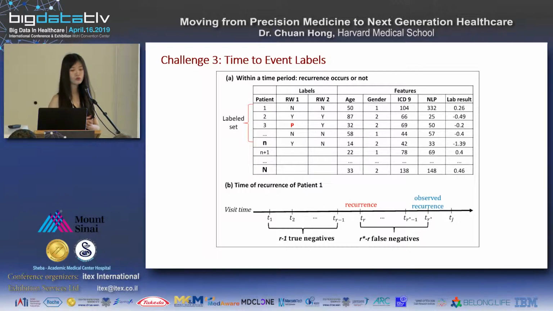And when it comes to the time to event label, it is even more challenging. Sometimes investigators are interested in the recurrence of the patient, but the time of this recurrence is very hard to annotate.